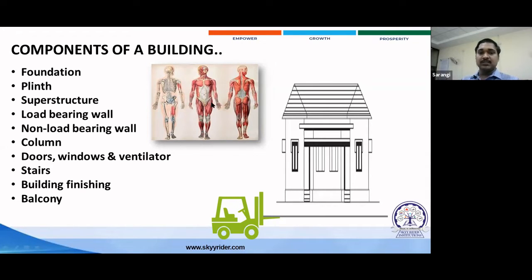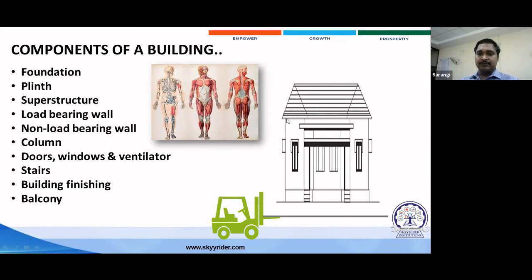And the two columns are combined with a beam. That's called the plinth beam. Similarly, above the plinth, the wall is constructed, and in the same way in the body, this portion is the wall or the brick masonry.